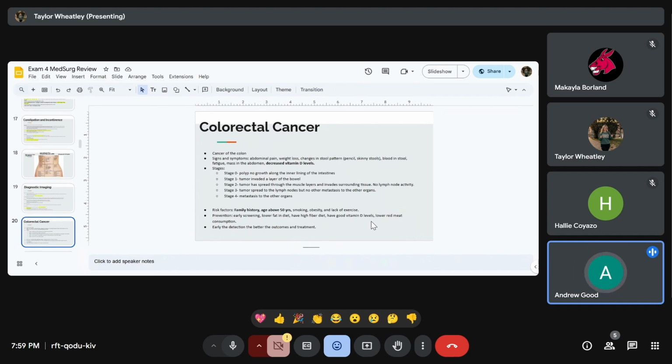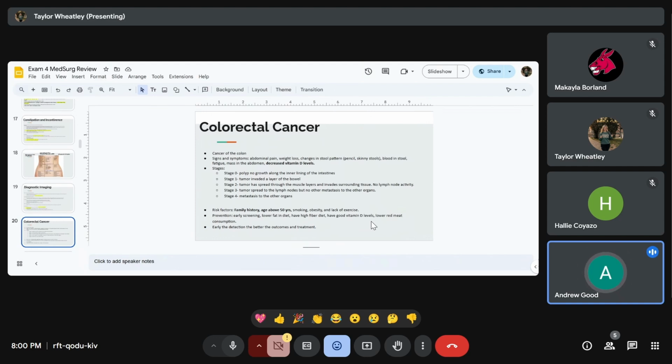Colorectal cancer is cancer of the colon: abdominal pain, weight loss, changes in stool pattern. We see the changes in stool pattern because the cancer is obstructing the intestines. So as the stool tries to pass, it'll skinny up and become pencil-like, trying to get past that tumor. You'll see blood in the stool because that cancerous tumor will be bleeding. It will be vascular, so it will be bleeding. And you may even feel the mass within your abdomen as you're palpating the abdomen. And then, weirdly enough, it'll decrease vitamin D levels.